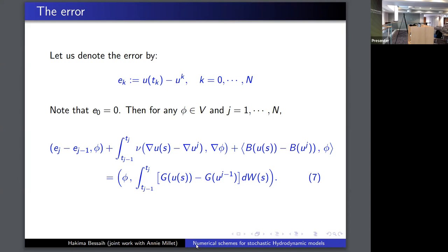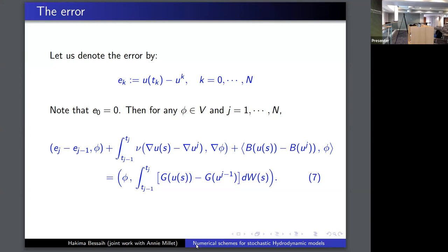It's more complicated than that, you have to rewrite it a little bit because e_k is u at t_k. So here I have to split it in two pieces to make sure that you have the gradient of u(s) minus u(t_k), and then plus the gradient of u(t_k) minus the gradient of U_j. And then you have another term.